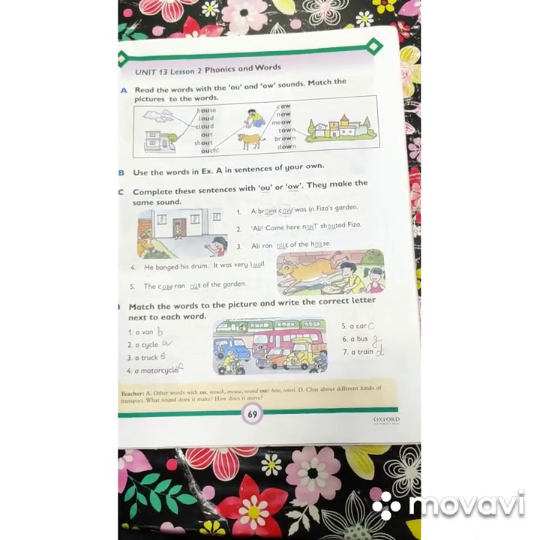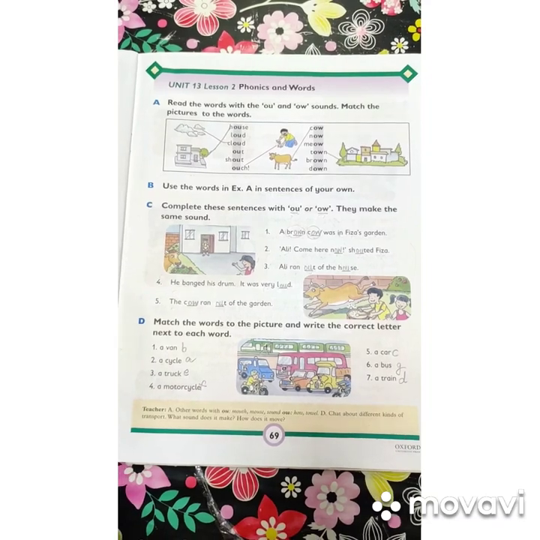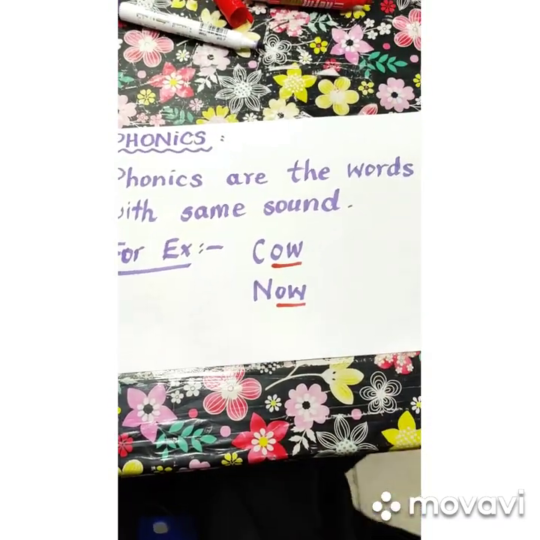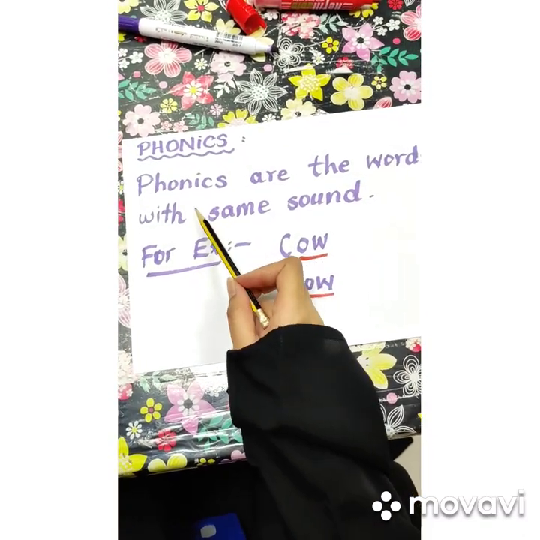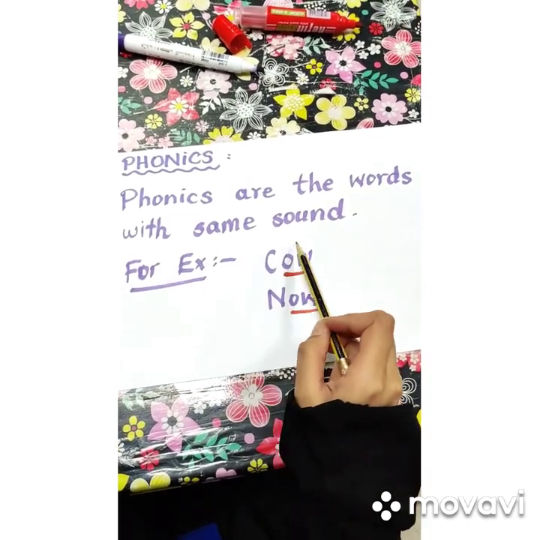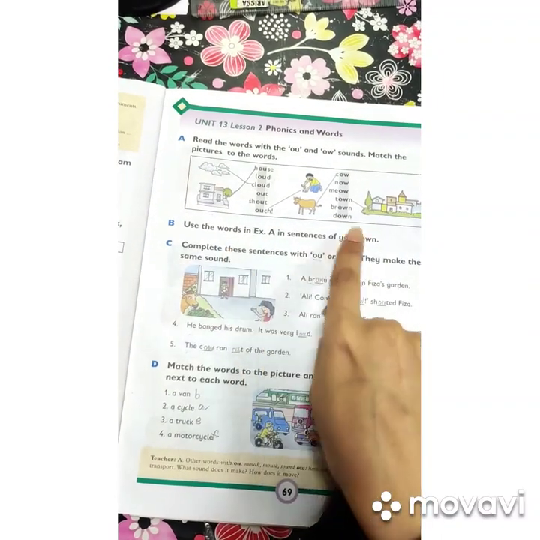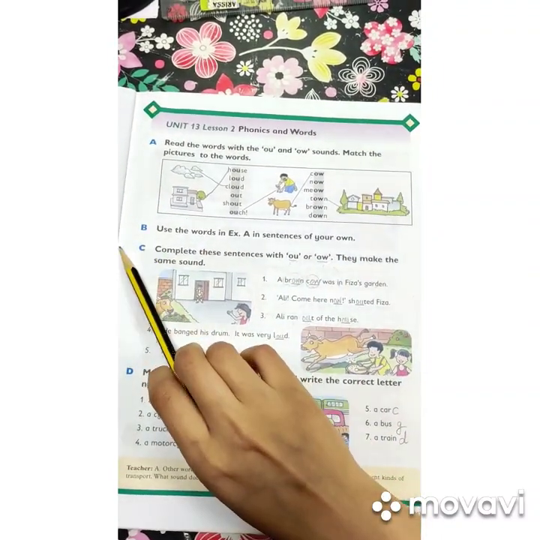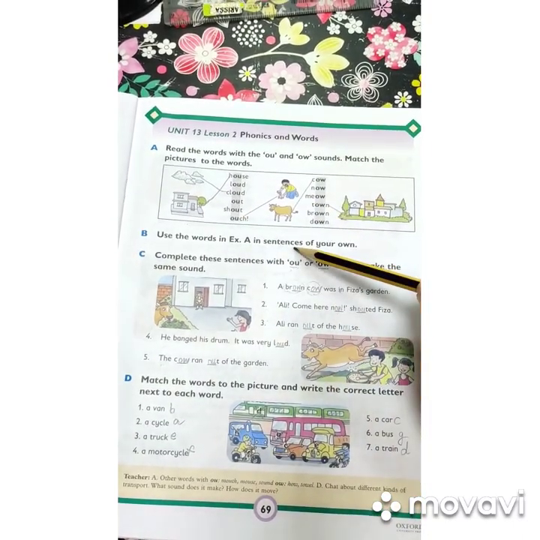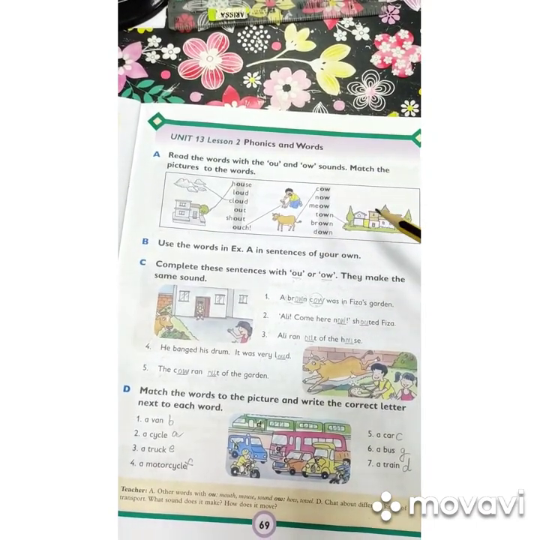So students, we have finished page number 69. I hope you all understood each point and you understood what phonics are. Let's read what phonics are once more. Shall we read together? Phonics are the words with same sound. These are all the phonics, all right? Then in exercise B, I hope you all have already written sentences for each of these words. I hope you have made them correctly and wrote them on an extra paper.